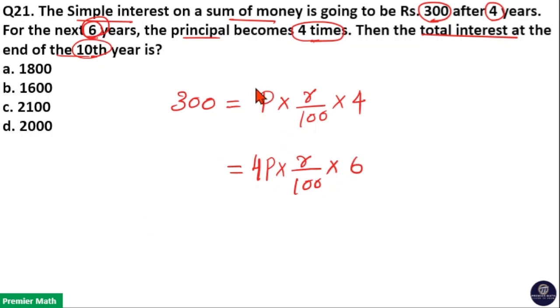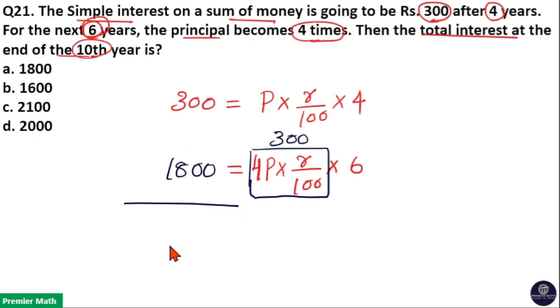That is P into R percentage into 4, which is equal to 4P into R percentage, which is equal to 300 rupees. Then simple interest for 6 years is 6 into 300, that is 1800. That means total interest is equal to 1800 plus 300, 2100. So total interest for 10 years is equal to 2100. Option C is your answer.